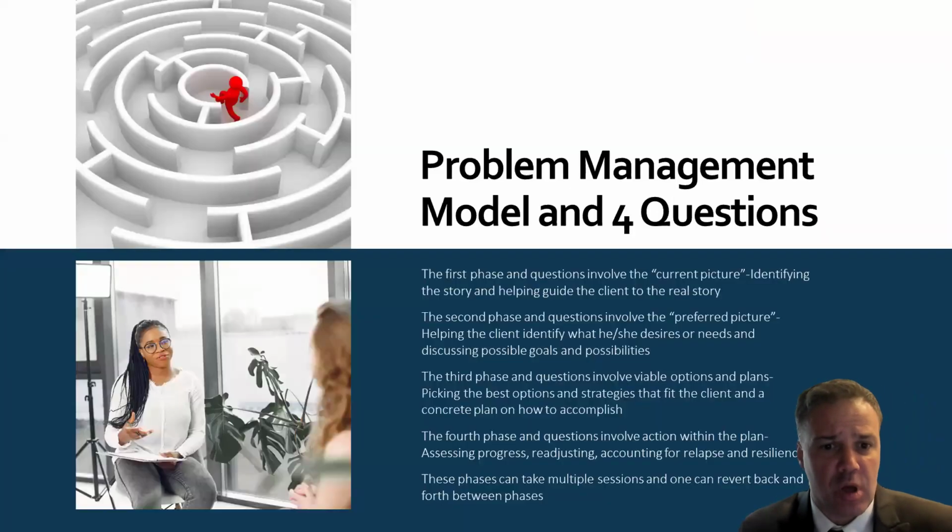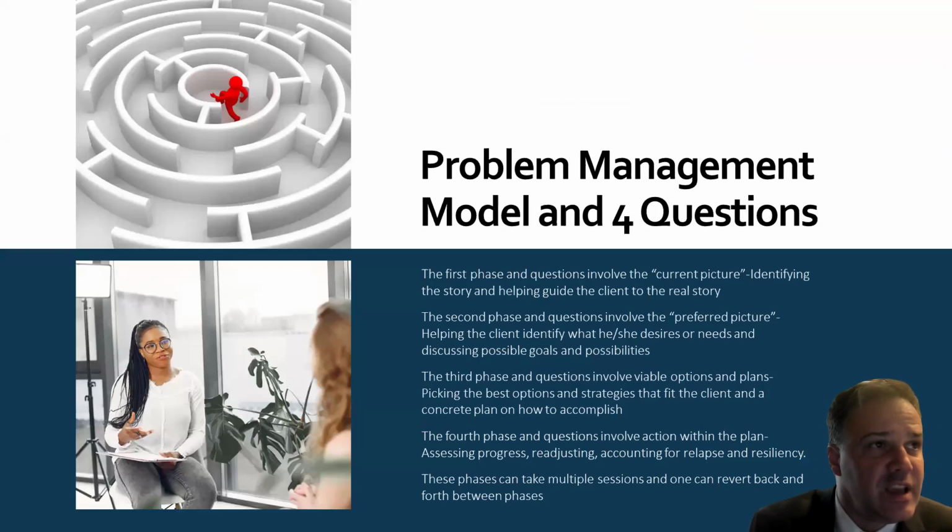So the problem management model has 4 questions. The first phase, which I like to refer to, as in many of the Egan and Ivey textbooks, as the current picture. This is identifying the story and helping guide the client to the real story. Now, you've heard this through 3 of our videos already, their story and the real story. And we will do a future video in this series also on that. But right now, the idea is to identify the current picture of the individual. And that's, again, through attending and basic listening skills that the counselor has, understanding exactly what is going on.